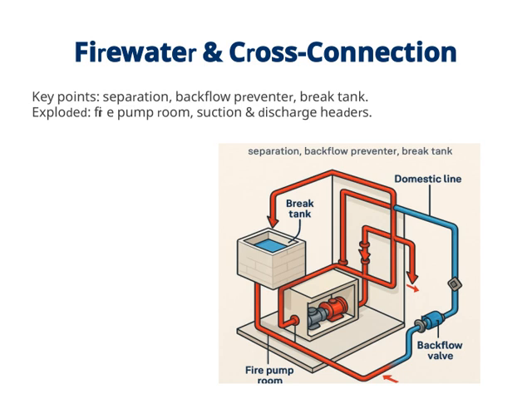Additionally, a break tank is often used to provide a physical separation and help regulate pressure, ensuring that water flows correctly and safely. Now, if we look at the exploded view of the fire pump room, you'll notice the suction and discharge headers. These are key to understanding how water moves through the system. The suction header draws water into the pump, while the discharge header pushes it out to where it's needed, such as sprinklers or hydrants. Everything needs to be carefully designed and maintained to prevent cross-connection and ensure reliable fire protection.